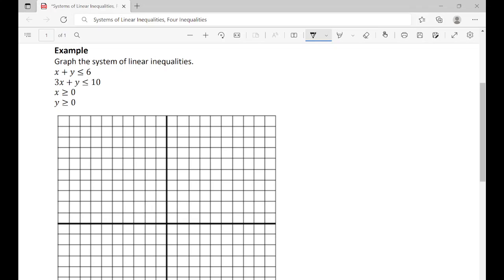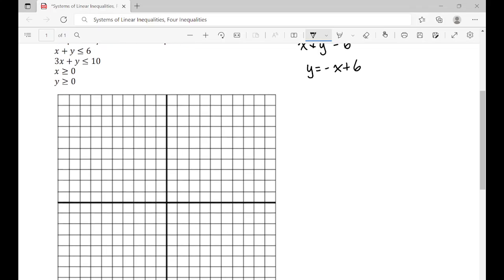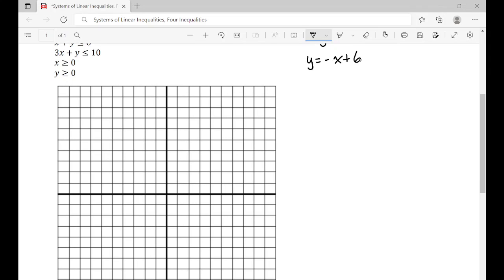The first one we have is x plus y is less than or equal to 6. What we're going to do first is turn it into an equality, so x plus y equals 6, and graph it. I like to use the mx plus b method for graphing a line, but if you do points or intercepts, those work just as well. So I'm going to subtract the x over, and I get y equals negative x plus 6.